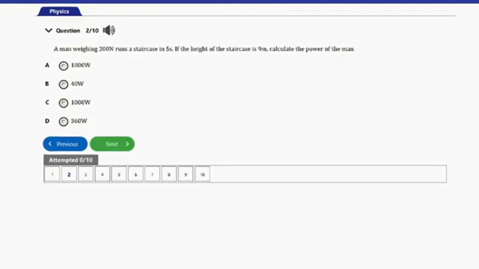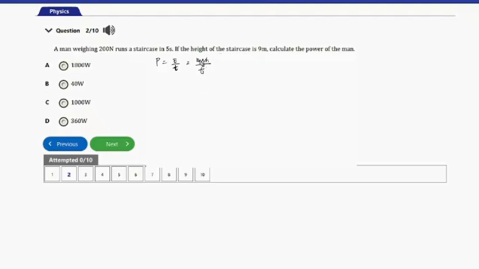Alright, so guys, the next question here, question number 2 says, a man weighing 200 newtons runs a staircase in 5 seconds. If the height of the staircase is 9 meters, calculate the power of the man. So guys, let's take that power is equal to energy over time. So here the potential energy is going to be calculated as mgh, where the acceleration due to gravity g is actually 10. Then the height also is given here to be 9 meters.